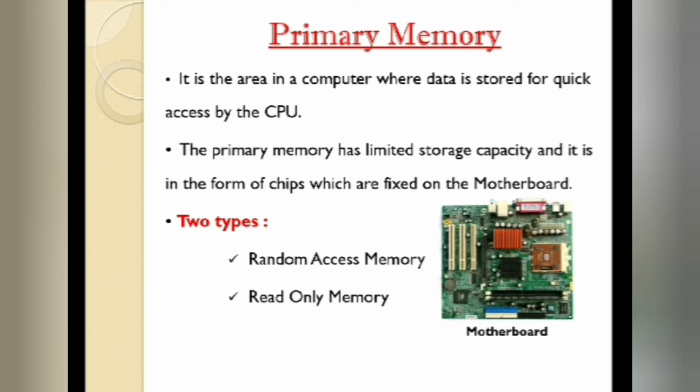And the primary memory can be divided into two types. What are they? Random access memory, that is RAM, and read-only memory, that is ROM. These two are the types of primary memory.